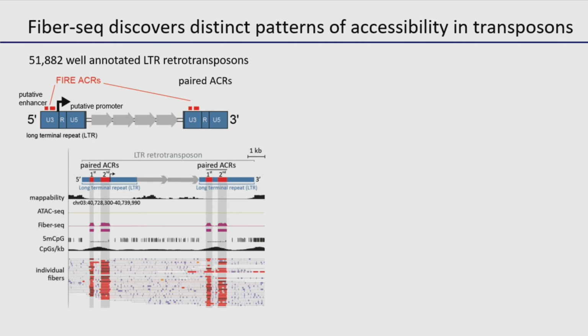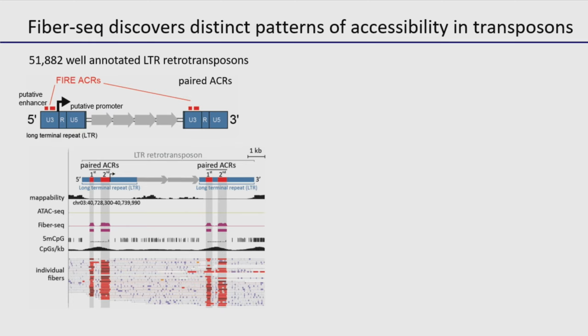I'm going to show you an actual real-life example, a screenshot here. I want you to appreciate that there's really no mappability here, there's no ATAC-seq signal here, but we do see these perfectly outlined accessible elements here in the fibers below. And as expected for a bona fide regulatory element, these are hypomethylated, just like they should be.